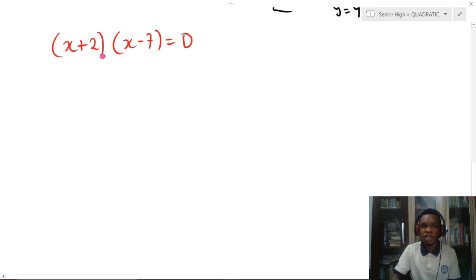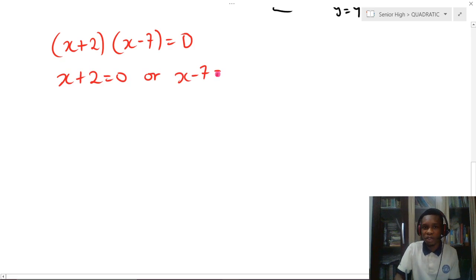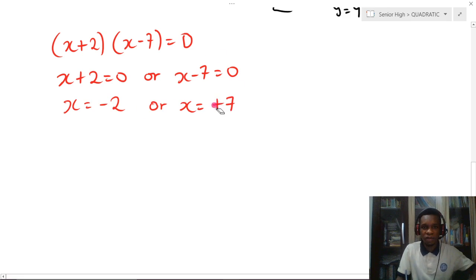Some people might be tempted to expand this, but please don't expand this. They've helped you to factorize it. So what do you just do? Bring out the values of the roots. So it will be x plus 2 is equal to 0, or x minus 7 is equal to 0. Then you have what? x is equal to what? Minus 2, or x is equal to what? Plus 7. Because when this goes over to be 7, you don't need to put this plus sign, so I take it off. It's not necessary.